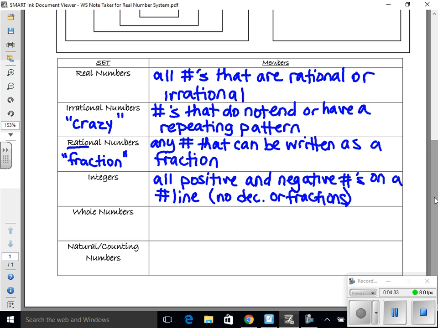All right, so the next category or subset is your whole numbers. And the trick to remembering whole numbers is that O right in the middle of the word, because it represents a zero, right? And that's exactly what whole numbers are. They are all numbers 0 and up.